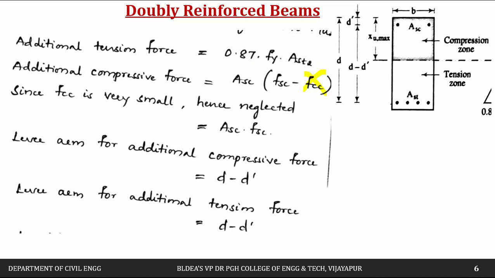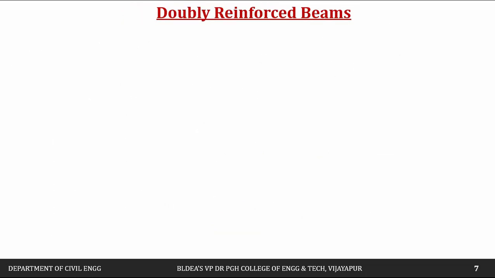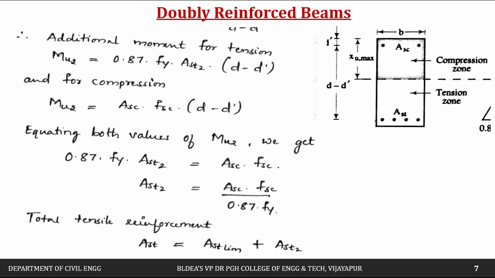We can neglect this value, so therefore only this much you can have, ASC into FSC. Then next is lever arm. Lever arm is nothing but the distance from the top compression reinforcement to the center of the tensile reinforcement. This distance is nothing but D minus D dash. Whether you take the compressive lever arm for additional compressive force or tensile force, the distance will be D minus D dash.